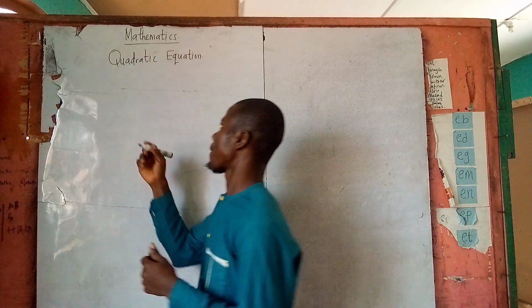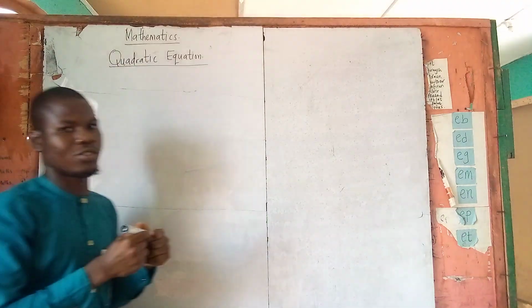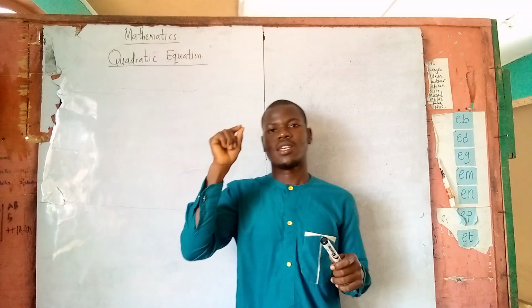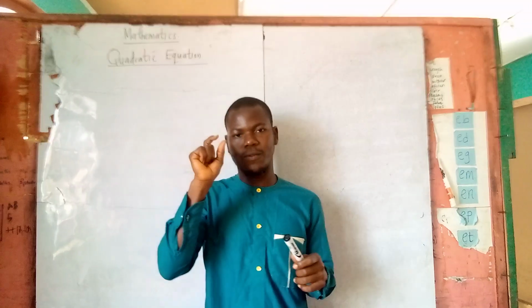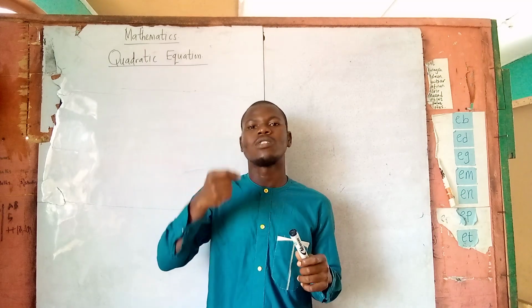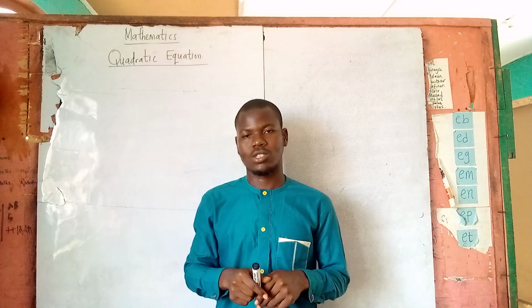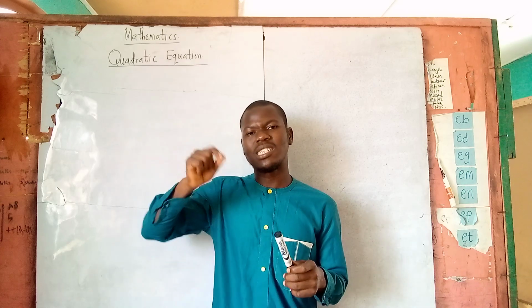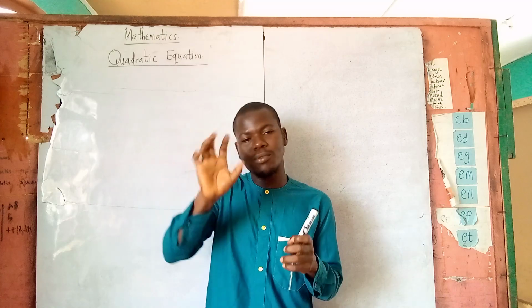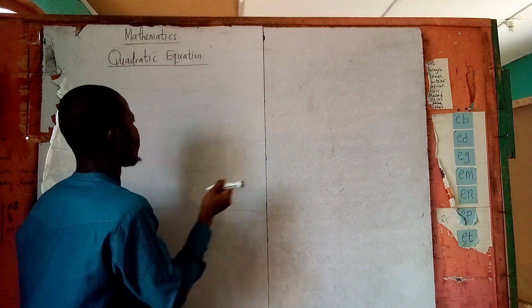So first, what are quadratic equations? Quadratic equations are equations in which they have what we call a variable, and the highest power of the variable is 2. That's what we call a quadratic equation, in which the variable in the equation has the highest power of 2.